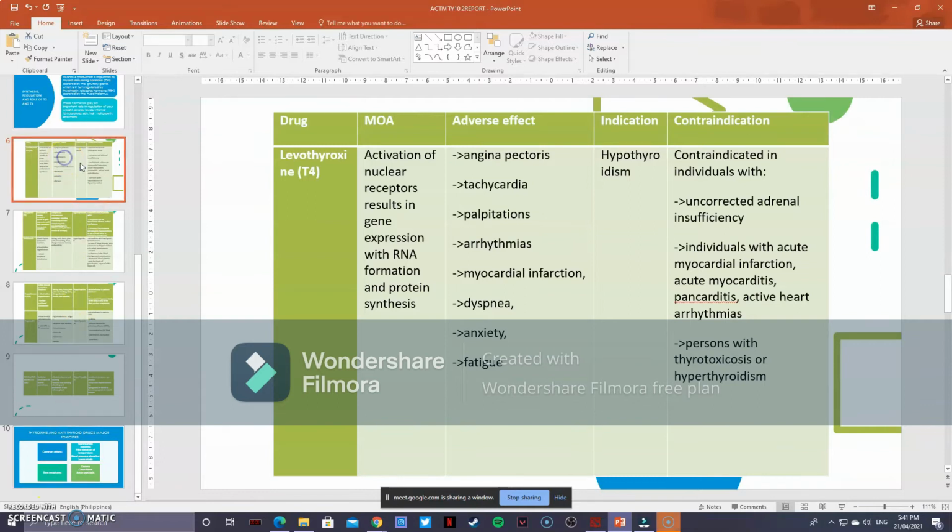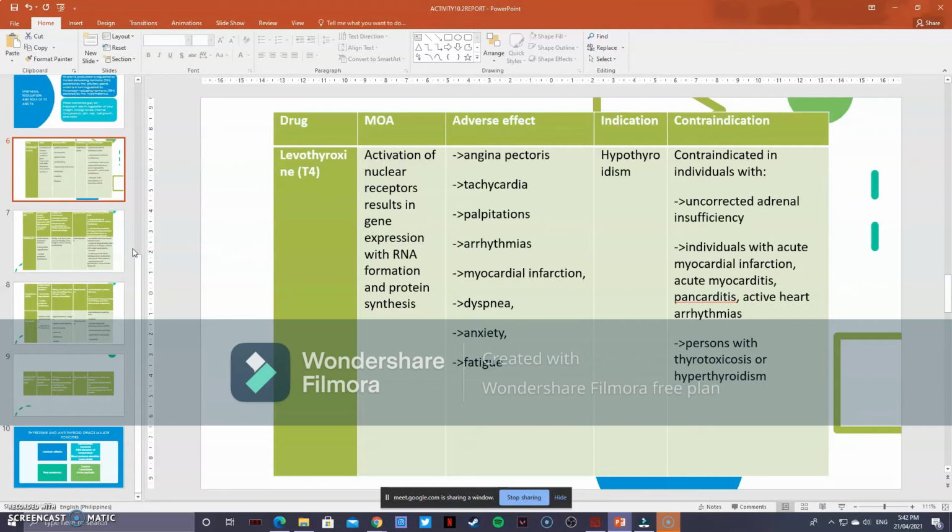So I'm going to present to you the different drugs for hypo and hyperthyroidism, their mechanism of action, adverse effects, indication, and contraindication of each drug. Levothyroxine for T4: the mechanism of action is activation of nuclear receptors, resulting in gene expression with RNA formation and protein synthesis. The adverse effects are the following: angina pectoris, tachycardia, palpitation, arrhythmias, myocardial infarction, dyspnea, anxiety, fatigue.